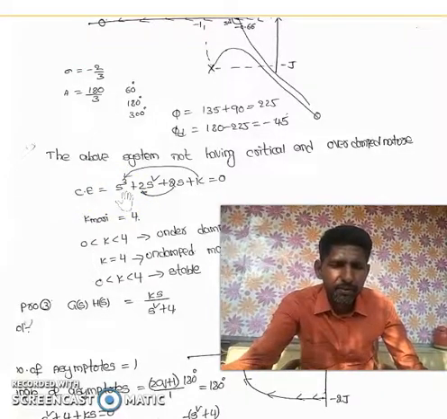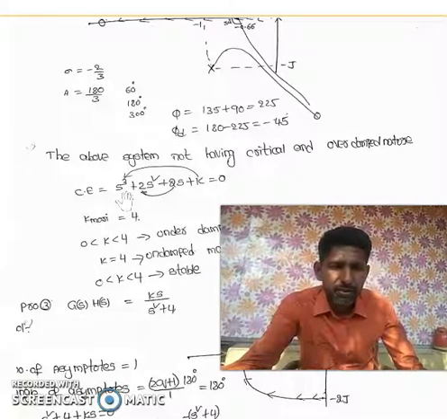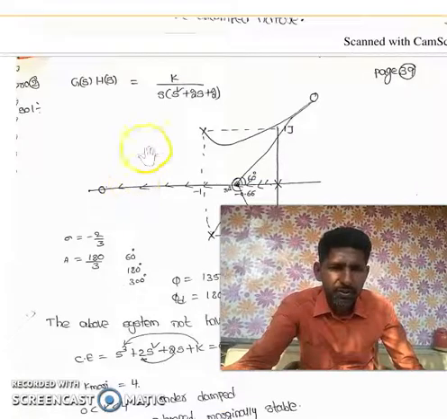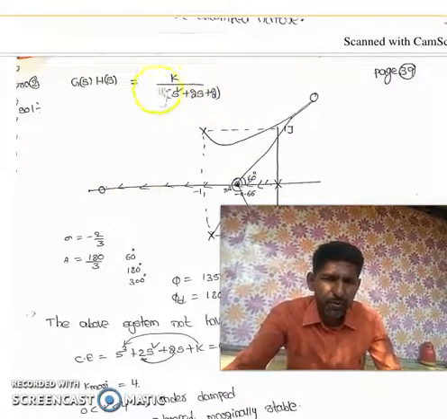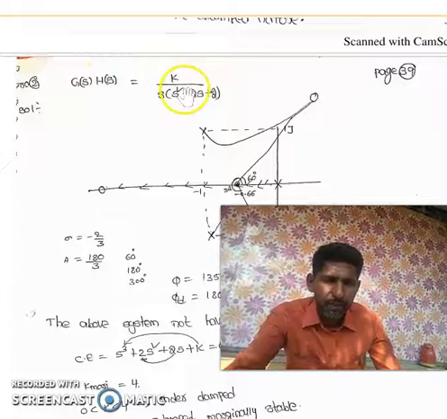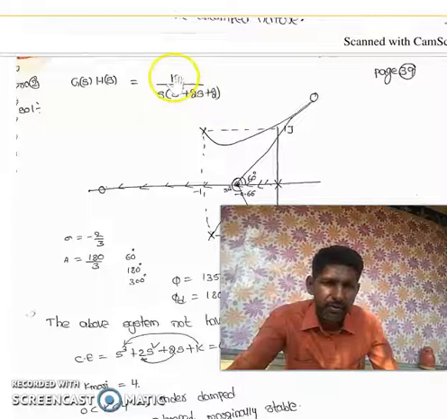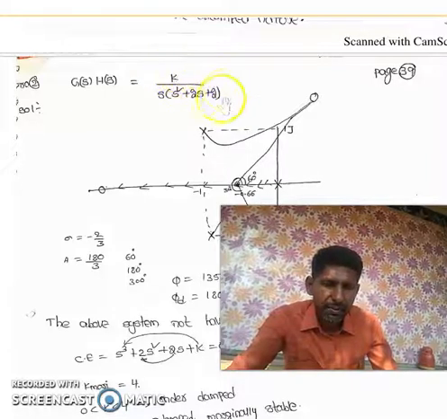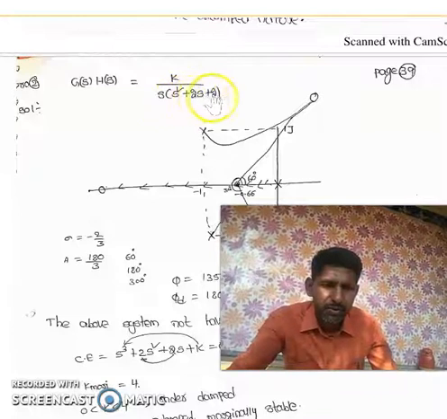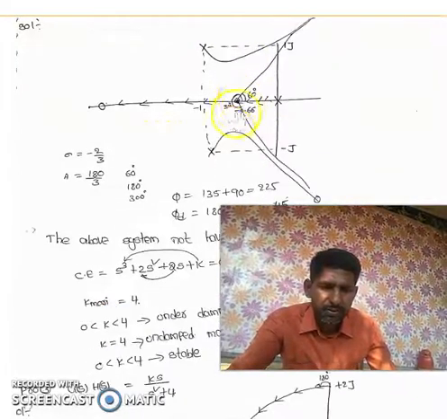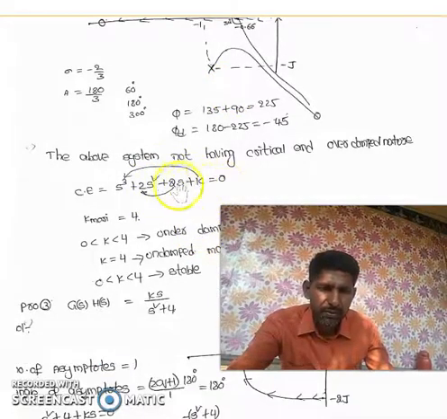How to convert open loop transfer function to closed loop transfer function. The open loop transfer function is k divided by s into s plus s square plus 2s plus 2. To convert this into closed loop transfer function, we need to add the numerator term in the denominator, so that we get s cube plus 2s square plus 2s plus k equal to 0.